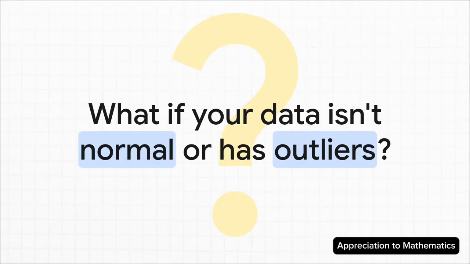So what do you do? What happens if your Shapiro-Wilk test comes back with a tiny p-value and your data isn't normal? Or what if you have some outliers you just can't get rid of? Do you just throw in the towel? No way. You just reach for a different tool in the toolkit, a more flexible one.